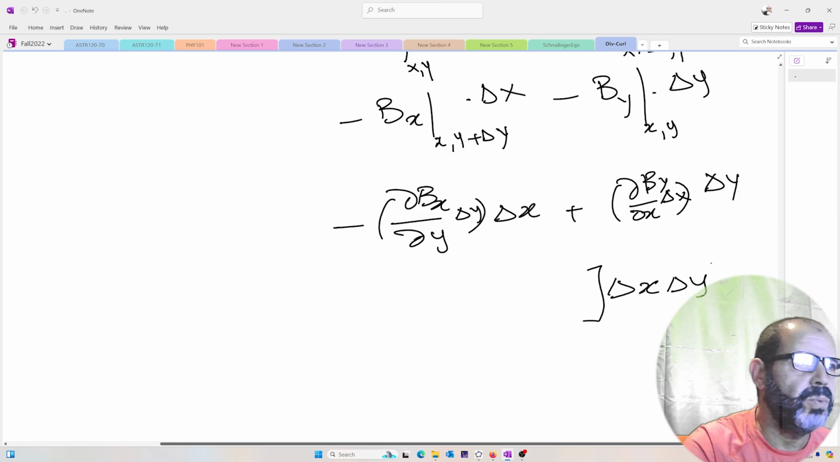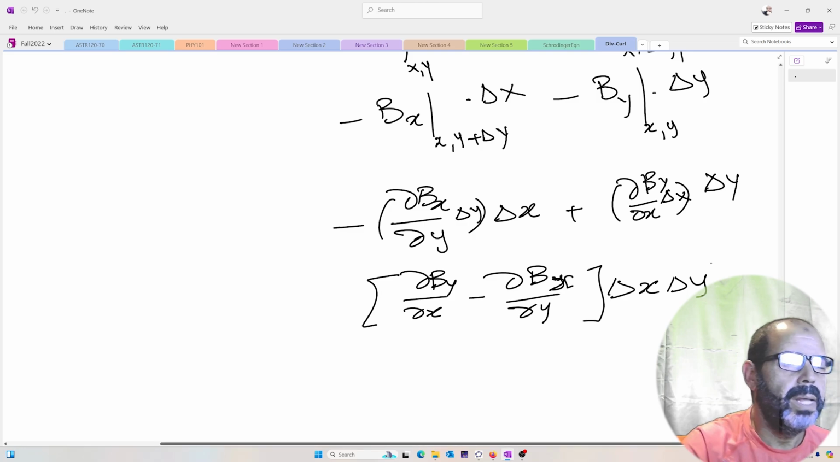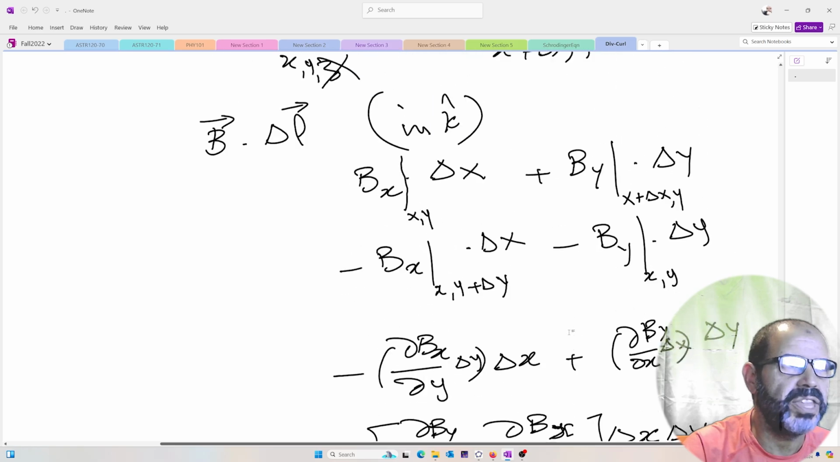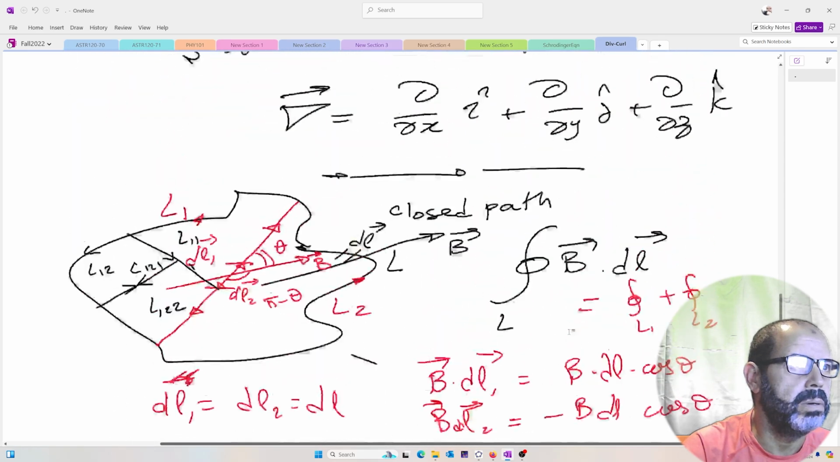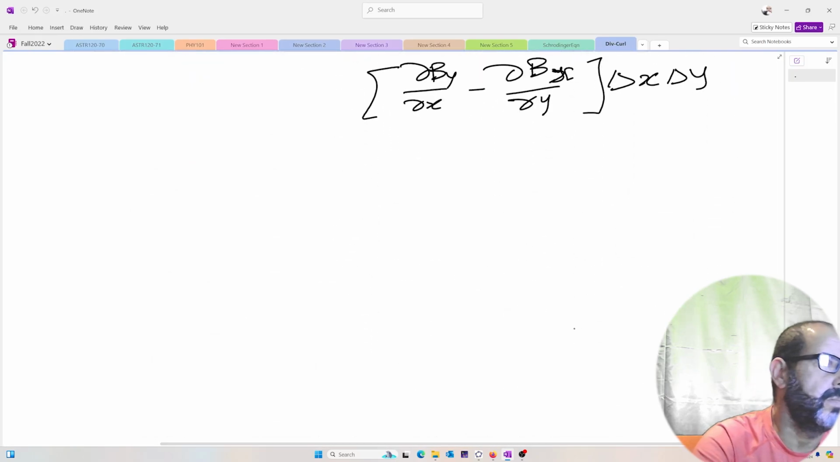And what we're left with are the following quantities: the derivative of by with respect to x minus the derivative of bx with respect to y. And this is the z component. This is the zth component of the curl of the vector b. Let me remind you of what the curl of the vector b looks like.